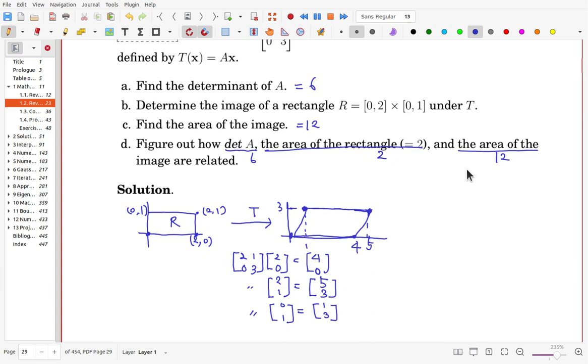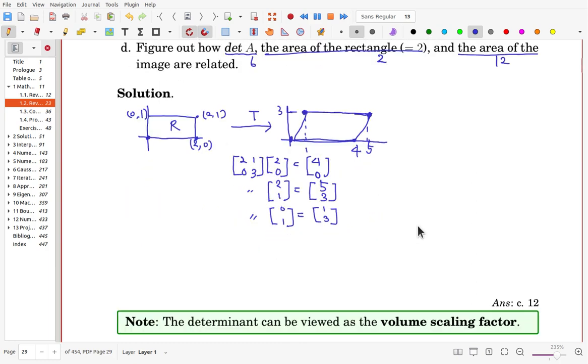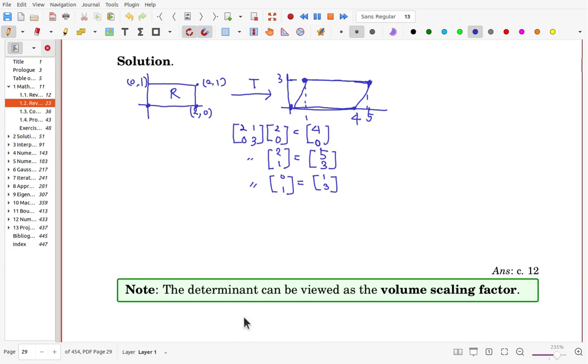So here the determinant is a kind of area scaling factor. In general, for n by n matrices, the determinant can be viewed as the volume scaling factor. And sometimes the determinants are negative, which is a sort of orientation change, but its absolute value is the volume scaling factor.